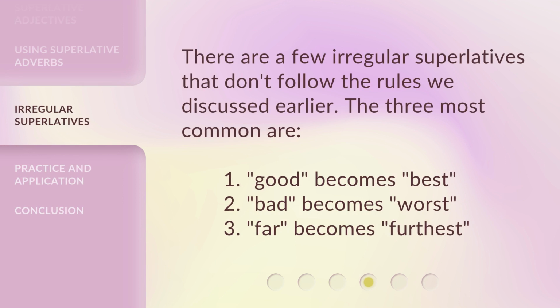There are a few irregular superlatives that don't follow the rules we discussed earlier. The three most common are: 1. Good becomes best. 2. Bad becomes worst. 3. Far becomes furthest.